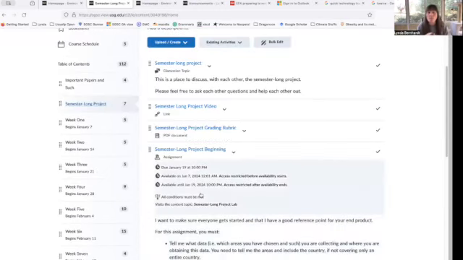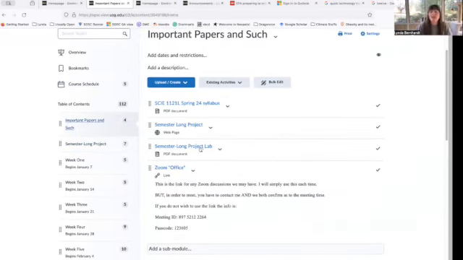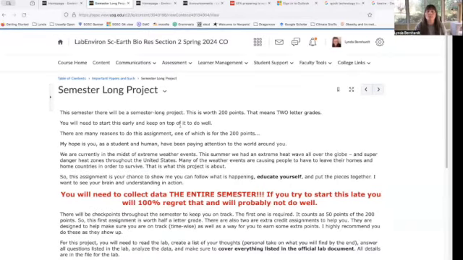So here we go. We're going to talk about this. The semester-long project, I realized, do I have a document for it? I do. I should also put this over in the other one, shouldn't I? That would make sense. So semester-long project, we're starting here in important papers and such. If you click this, it brings you here.